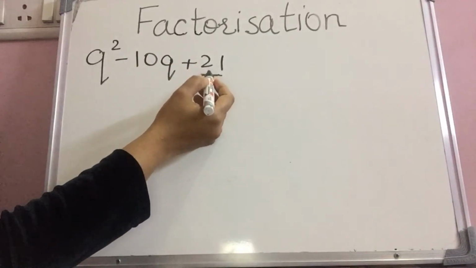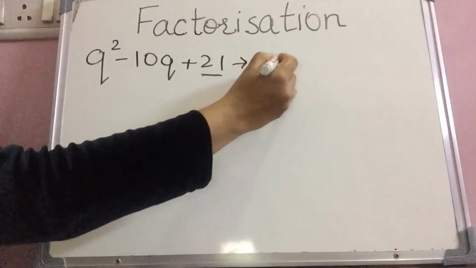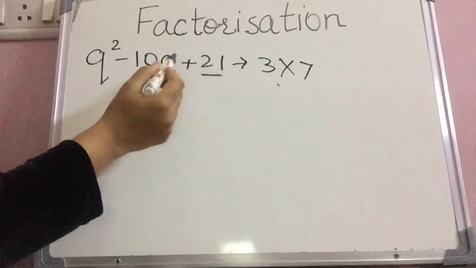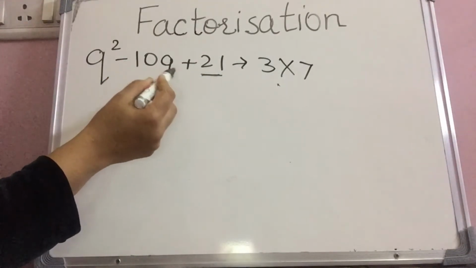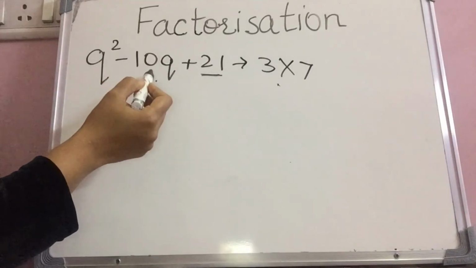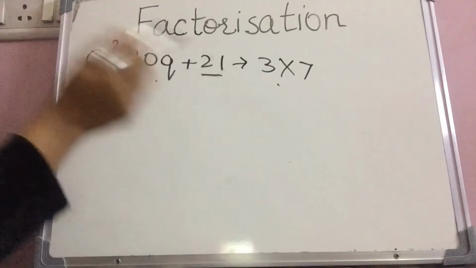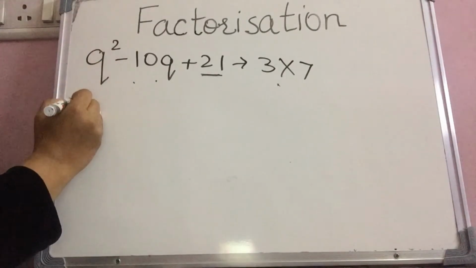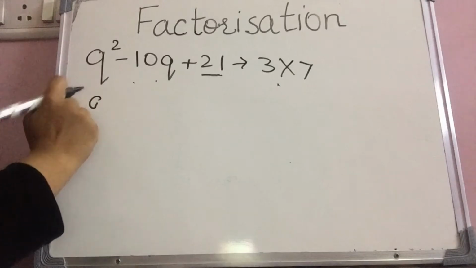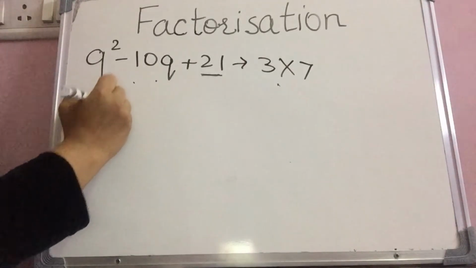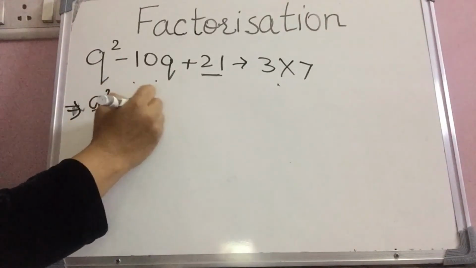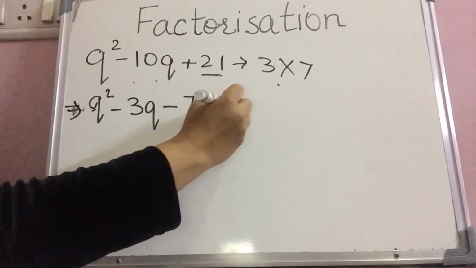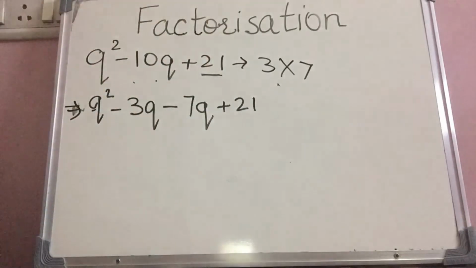We have factors of 21 as 3 and 7, right? On adding or subtracting, we should get the center term. We have minus 10, so we can use minus 3 and minus 7 to get the center term as minus 10. This is q square minus 3q minus 7q plus 21.